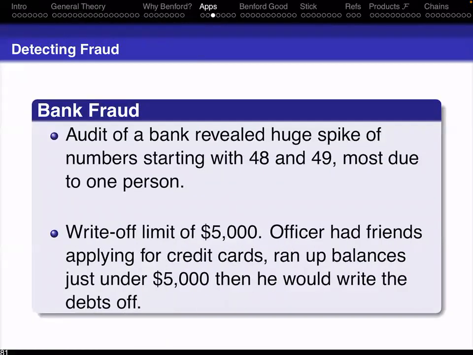One of my favorites was there was a bank where an audit revealed that there was a huge spike of numbers, and they kept investigating. A lot more numbers starting with 4 than they expected, a lot of 48s, 49s, and eventually they traced it to one person. I will give the Seinfeld reference. Write off. What did Kramer say? Just write it off.